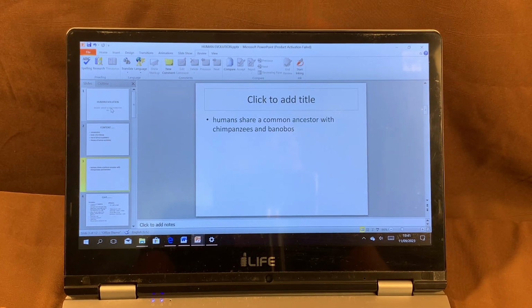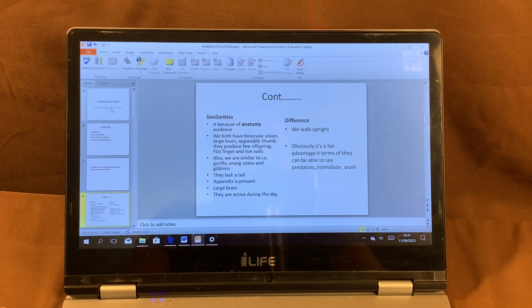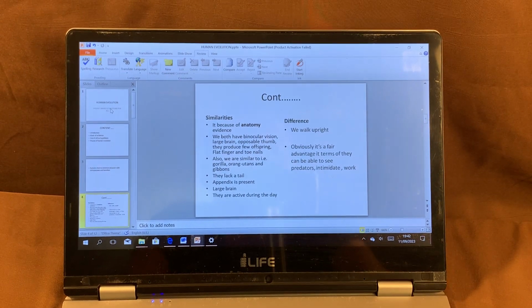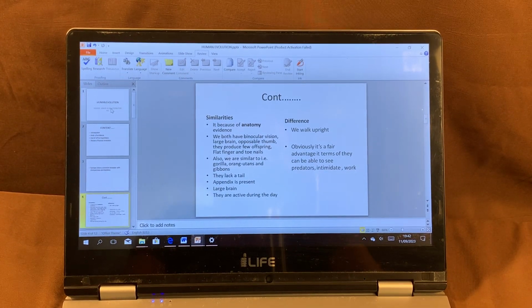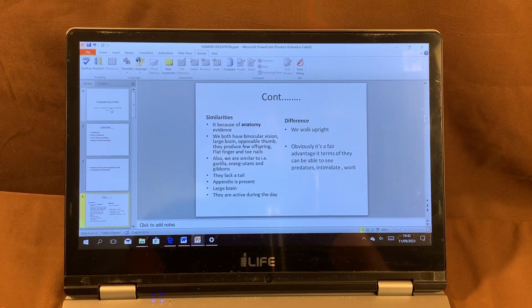We're saying that because we're looking at the anatomical evidence, at the similarities and the differences. Structurally, they have an opposable thumb just like us. They have binocular vision just like us. They produce few offspring. Their fingers are flat and they have flat toenails, okay? We're also looking at the fact that other apes such as gorillas, orangutans, and gibbons are also the same as us. They lack a tail, they have an appendix, they have a large brain, and they're active during the day.